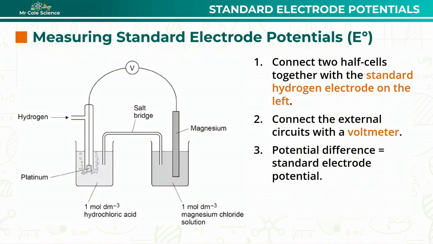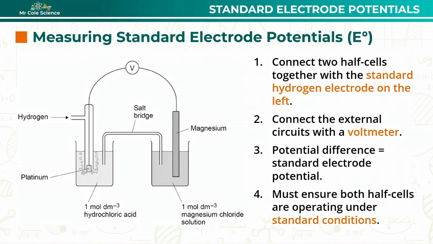Now, it's important to note both the magnitude, i.e. the size of the reading, but also whether it is a positive or negative value, as this will be really important when interpreting standard electrode potentials later. Finally, we must make sure our electrochemical cell is operating under standard conditions. But just what are standard conditions and why do we need to use them?